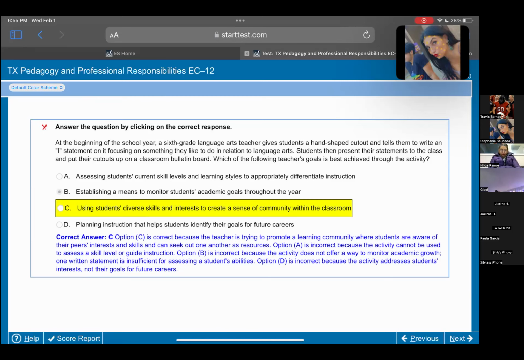A 6th grade language arts teacher gives students a hand-shaped cutout and tells them to write an I statement on it, focusing on something they like to do in relation to language arts. Students then present their statements to the class and put their cutouts on the classroom bulletin. Which of the following teacher goals is best achieved through this activity? So again, we have at the beginning of the school year, and then we have a 6th grade language arts teacher.